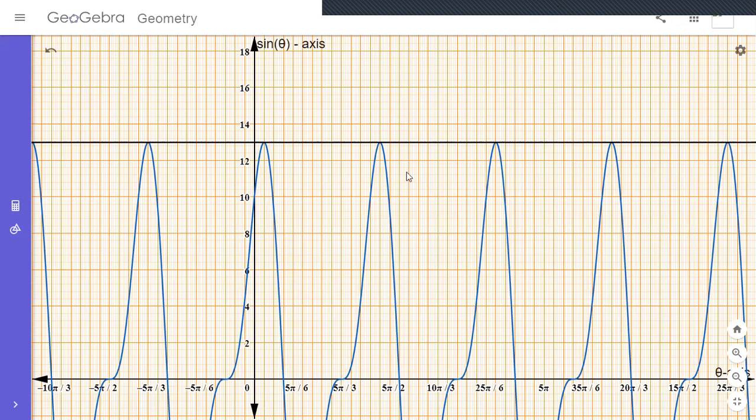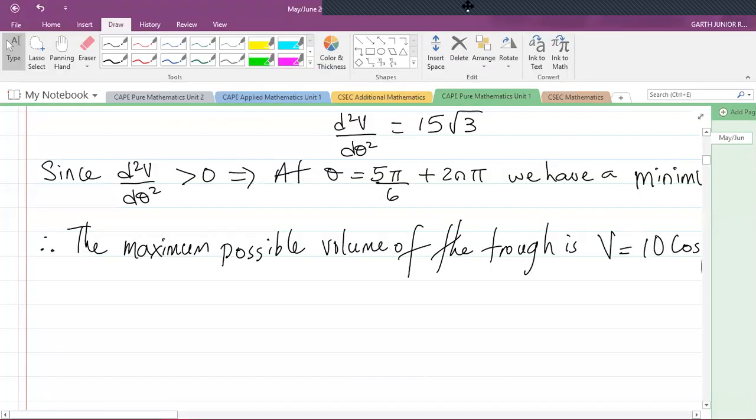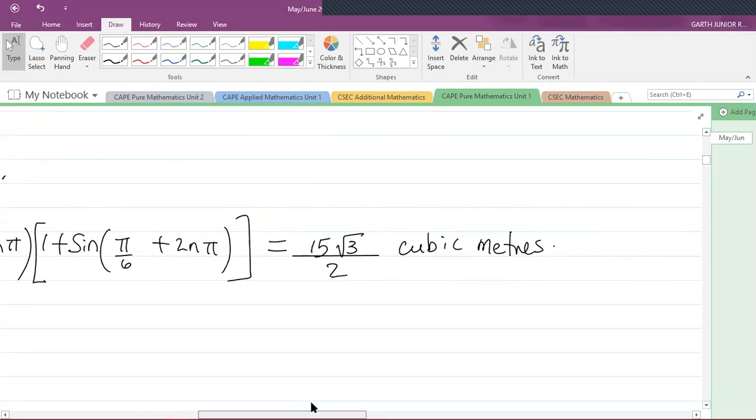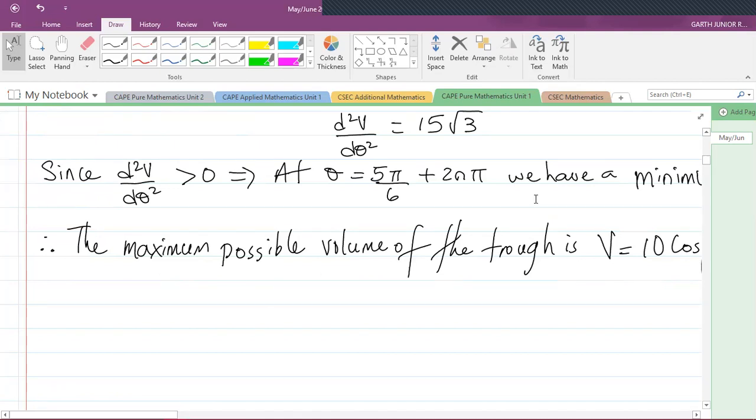Let's go back to our working. You should be seeing my screen again. So that is my answer. The maximum possible volume of the throw is V equals 15 root 3 over 2 cubic meters.